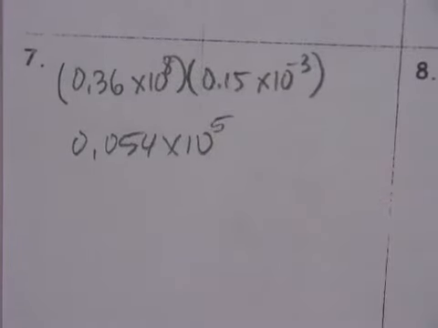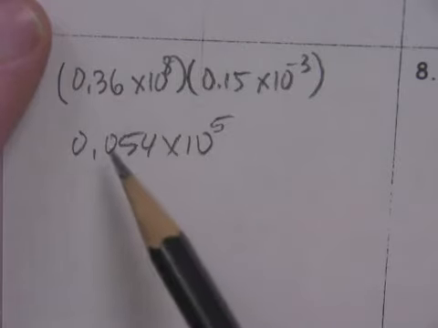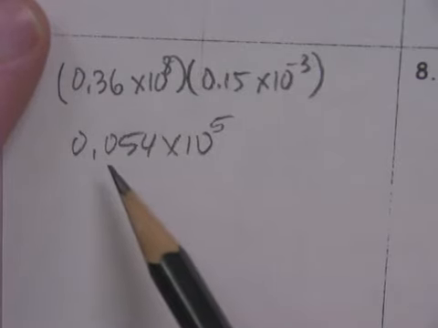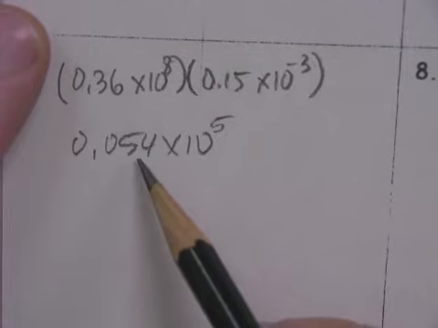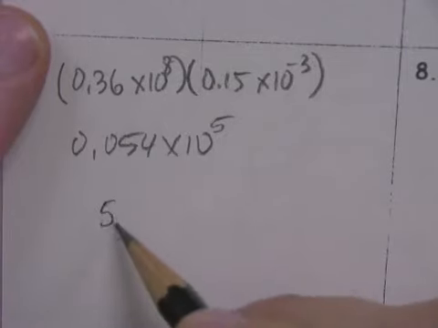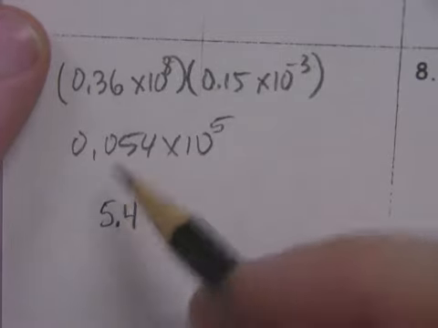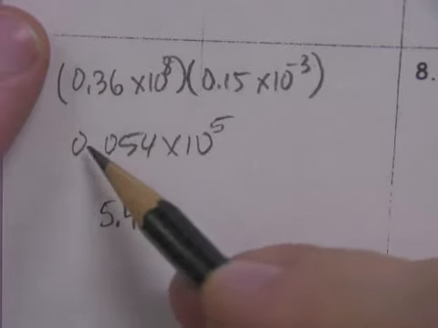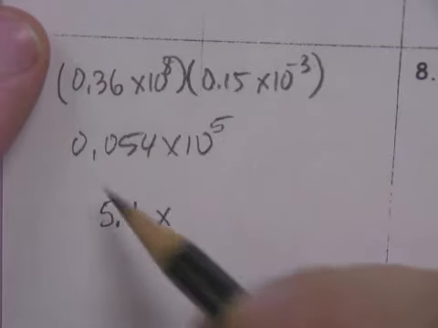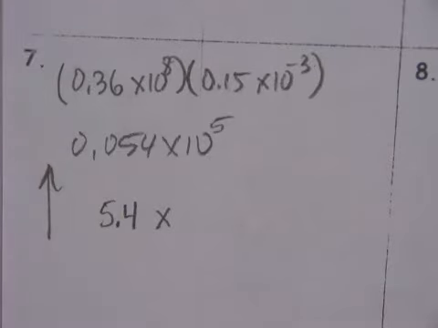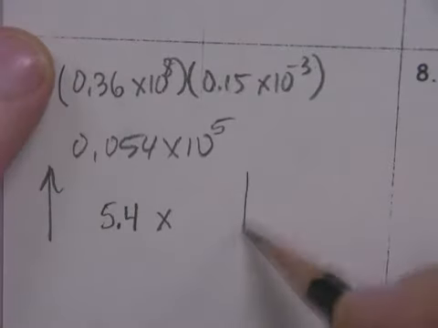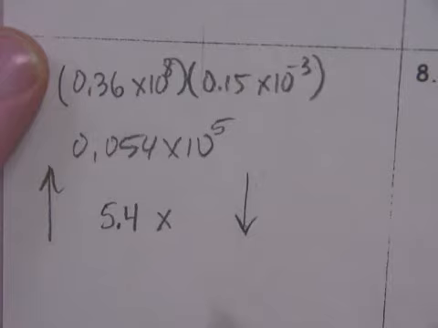And that's 3. Okay, now the directions for this particular one, number 7, says we have to place our number in proper scientific notation. Proper scientific notation is not going to be 0.054. I have to move the decimal from here to between the 5 and the 4. So it'll be 5.4 times. Now, what happened to this number? It was 0.054, and then it became 5.4, so that became bigger. And if that becomes bigger, this becomes smaller, or the exponent becomes smaller.